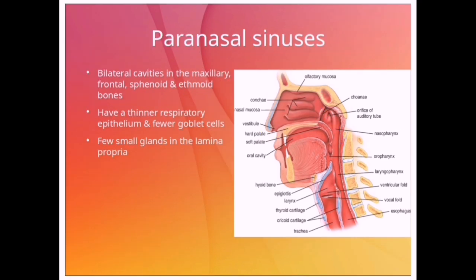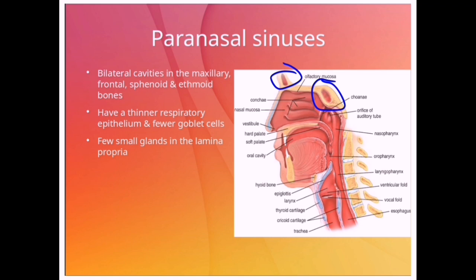The paranasal sinuses are bilateral cavities which are located in the maxillary, the frontal, the sphenoid, and the ethmoid bones. These are what you term the paranasal sinuses. In this picture, only two are visible, but there are more than that. These paranasal sinuses are lined by respiratory epithelium, which is a bit thinner and has fewer goblet cells. Within the lamina propria of this thin respiratory epithelium, we find small glands.